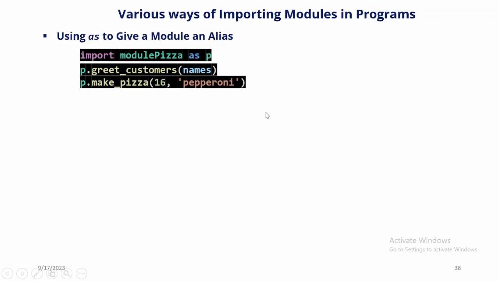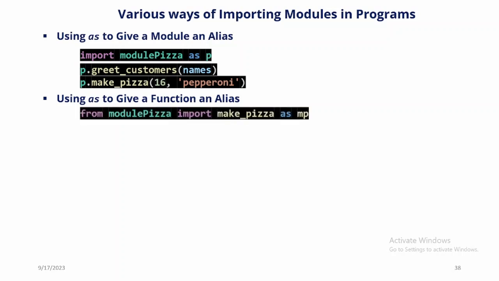So we can also say p.makePizza 16 pepperoni. That's one way of doing it. You can also use as to give a specific function in the module an alias. For instance, you can say from module pizza import makePizza as mp. So when you call the function, in fact this is even shorter, you just say mp 16 pepperoni.